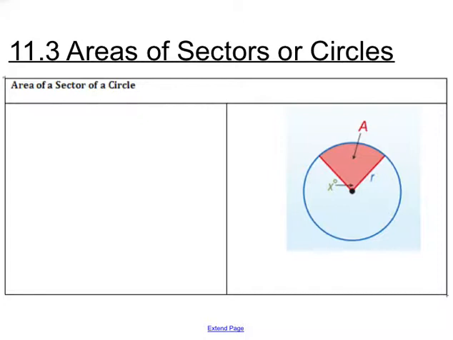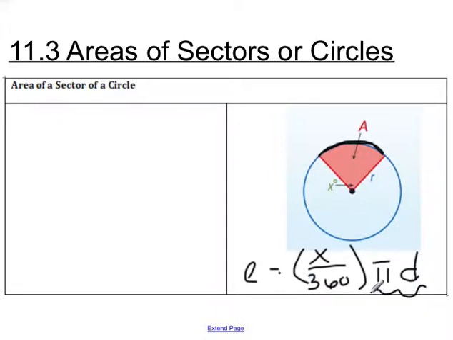If you think back to Unit 7 when we were doing circles, if we wanted to find the arc length, we took the length, not the area, and the length was equal to the degree measure of that angle divided by 360 times pi times the diameter. Pi times the diameter is the circumference. So basically we took the degree measure divided by 360 and multiplied it by the circumference to get the length.